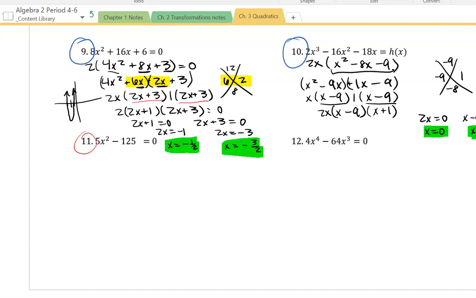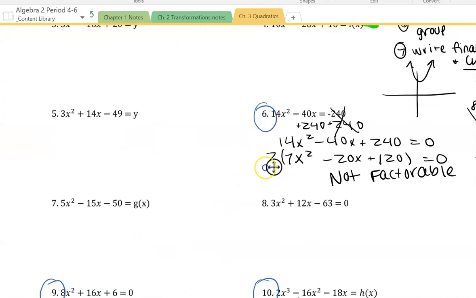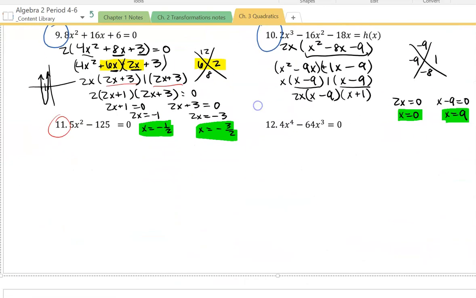So first things first, you're always going to look for a GCF. Remember, the steps I'm referring to are the ones from the last video, right up here. I'm not going to scroll back and forth between those the whole video though. So take out a GCF.